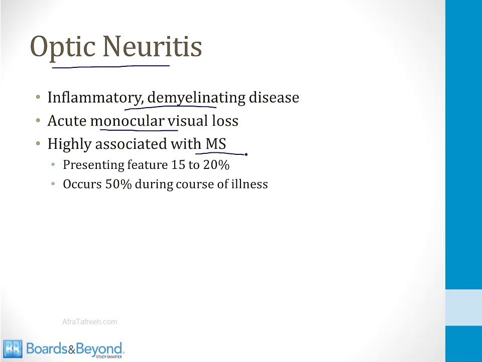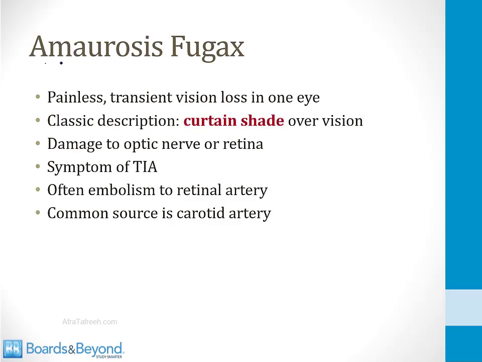It is the presenting feature of multiple sclerosis in 15 to 20% of patients. And of patients who have MS, 50% of them will develop optic neuritis at some point during the course of their illness. Let's talk about amaurosis fugax.